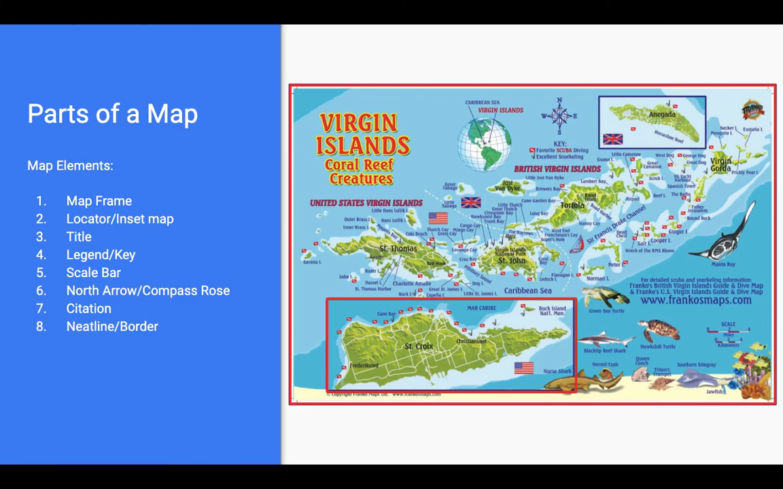Okay, that's it. That's all I've got about maps, so hopefully you learned a little something. There's no processor with this one. I was hoping the processor was going to be to do a map, but this parts of a map is pretty much what the processor was going to be.